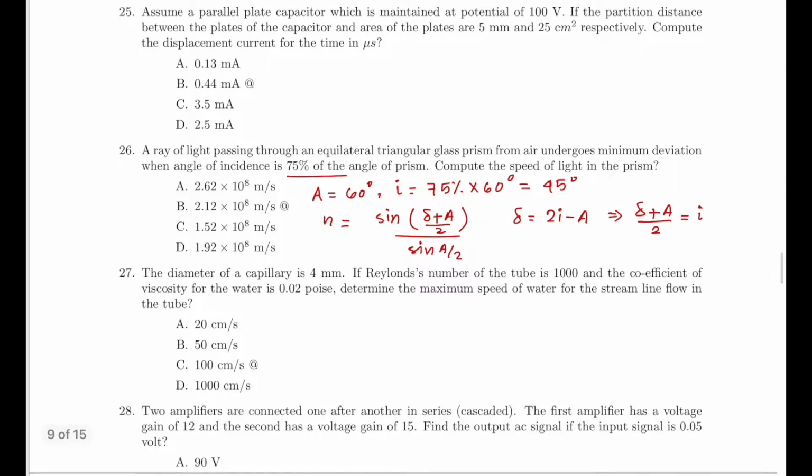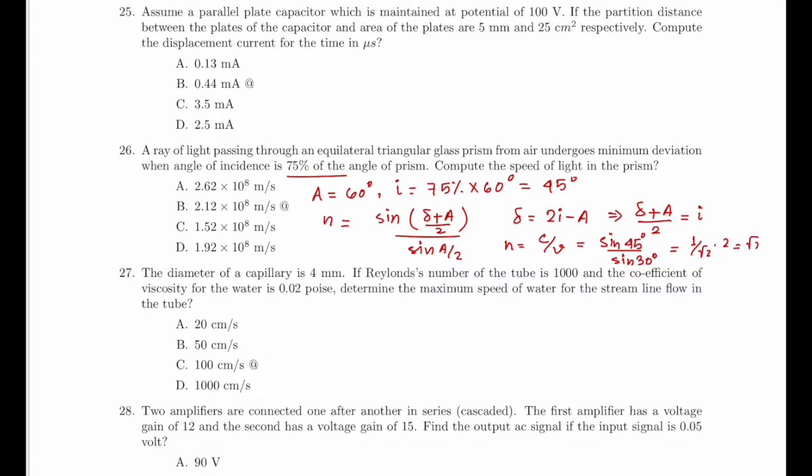So the refractive index n, which is c by the velocity of light in that particular medium, is sine 45 degrees divided by sine 30 degrees, that is 1 by root 2 into 2, that is root 2. That implies v is equal to c by root 2. So if you calculate, option B would be the answer.